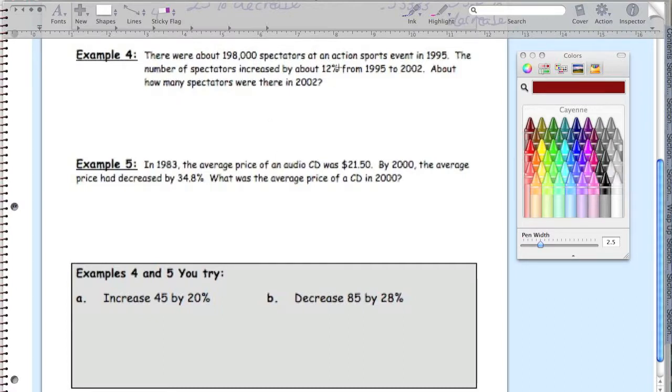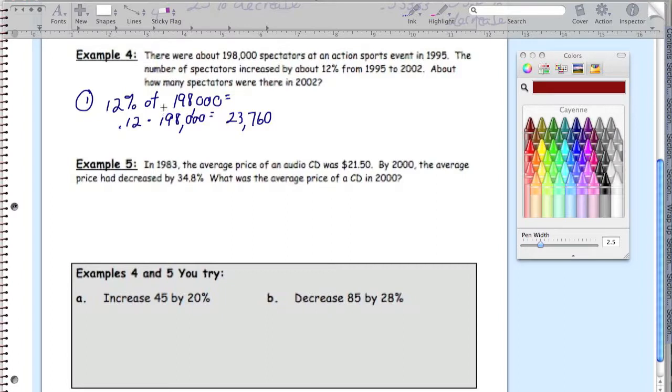So they're giving us the percent of increase. We need to figure out how many now are there. So what we can do first is figure out what is 12% of 198,000. And that is 0.12 times, because that's what of means, 198,000, or 23,760. So that's how many extra people there were.